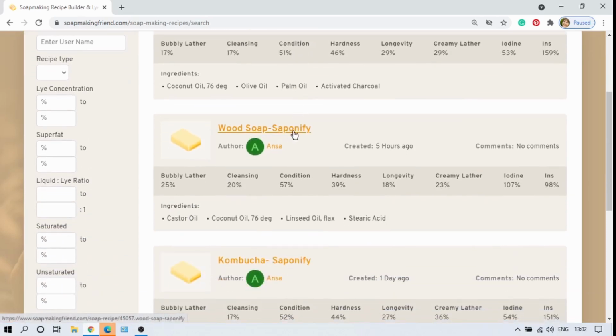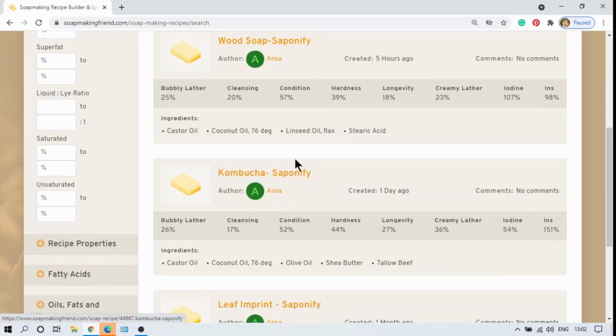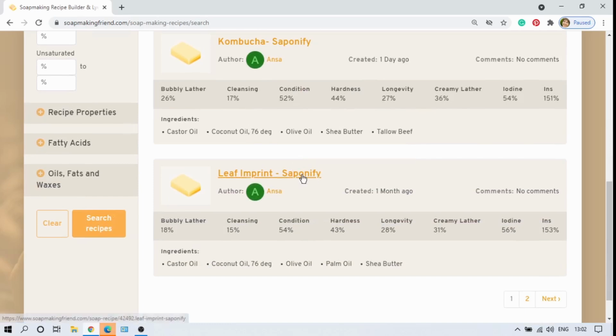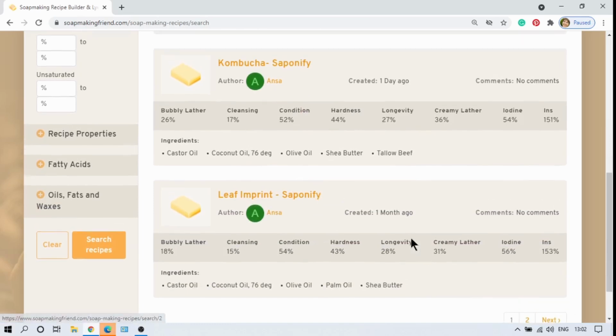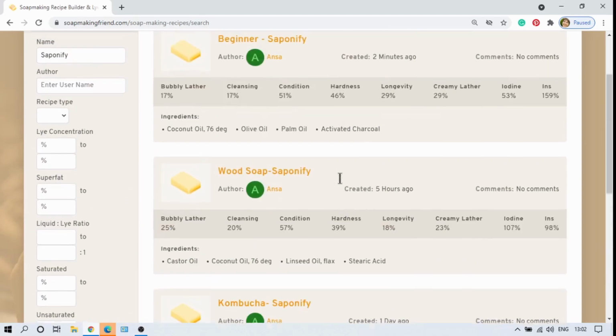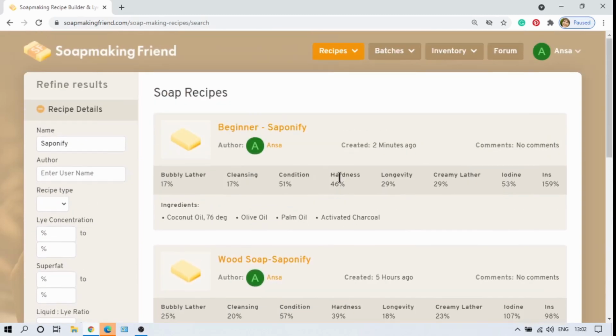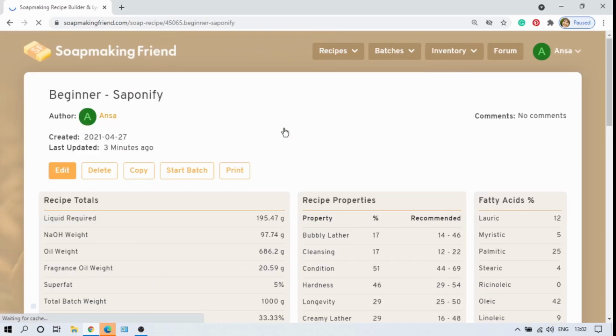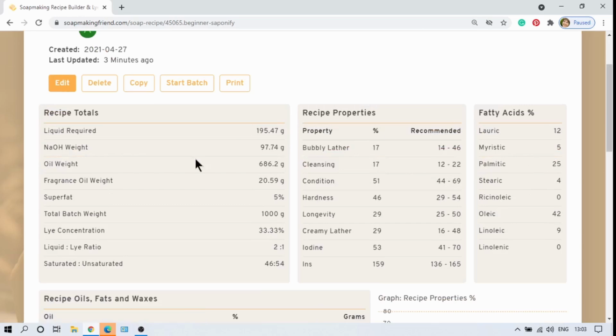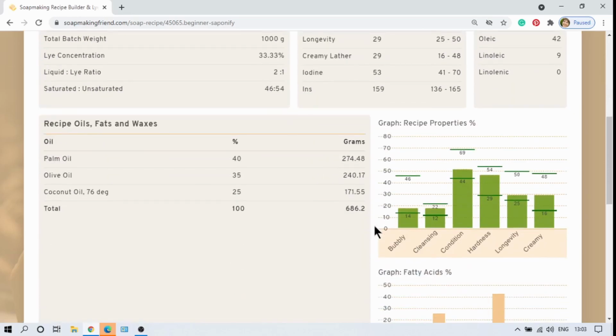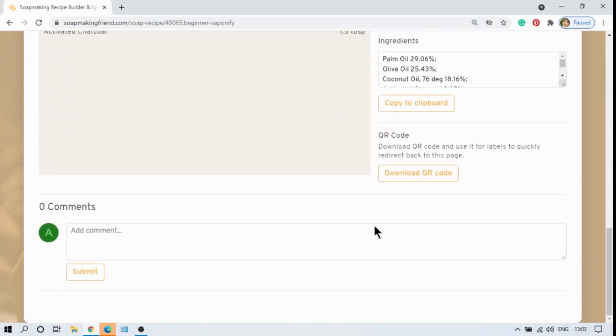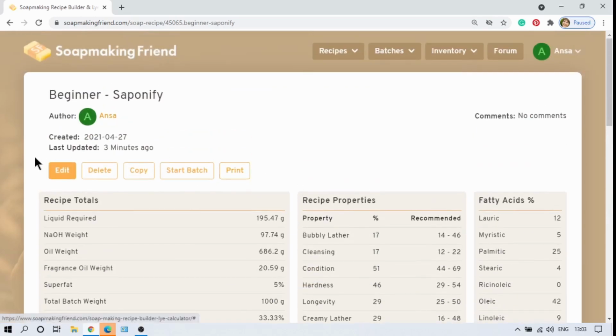There's my wood soap for the wood soap video that I've got on my channel. The kombucha one on my channel, the leaf imprint soap. And you can go to the next pages and you can find all of my recipes that are available to the public here. If you want to use it, you're just going to click on the name, Beginner Soapmakingfriend. It's going to open it up. The screen is going to look a little bit different, but it's not a big issue. So everything is there. Now, because it's mine, I can edit it.